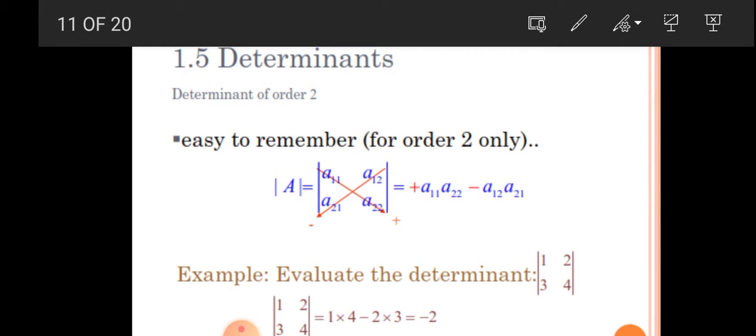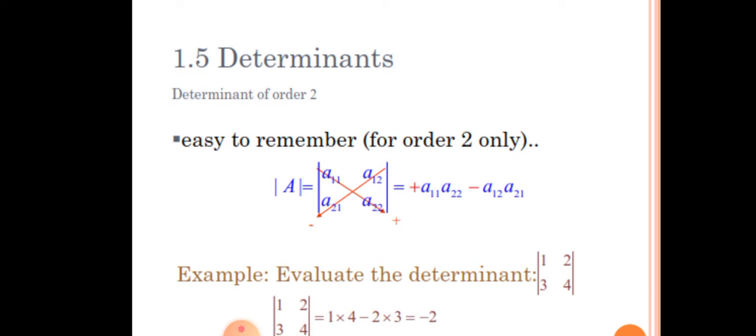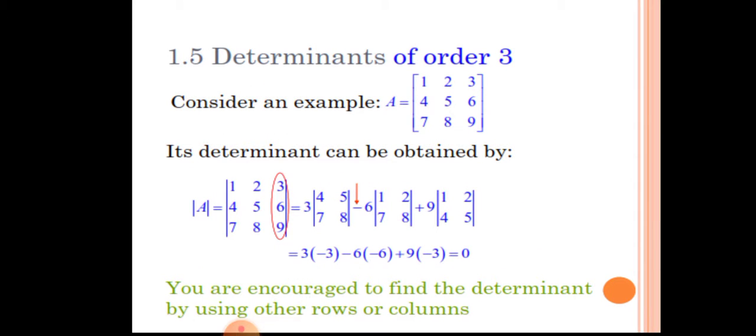Next, for the 2 cross 2 matrix, there is an easy way to evaluate determinants. An example is given for the determinant 1 2 3 4. First you do the main diagonal, second you do the secondary diagonal. Finally you get the answer minus 2. That was the 2 cross 2 matrix. Now we are going to see how to do this for 3 cross 3 matrices.